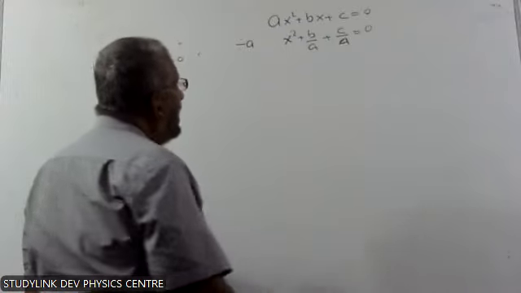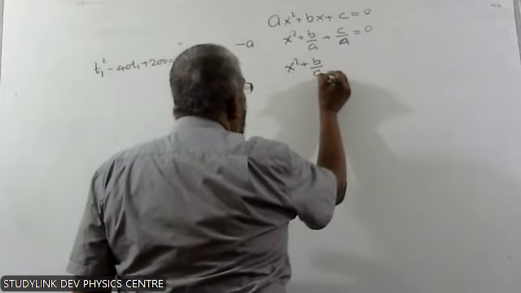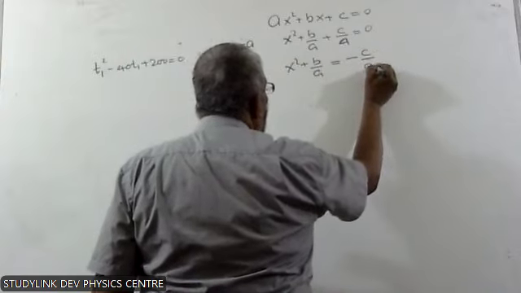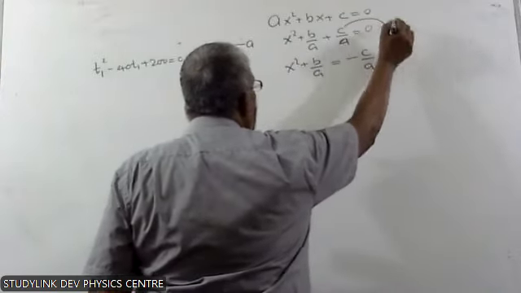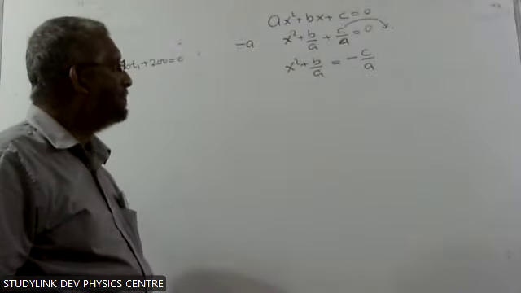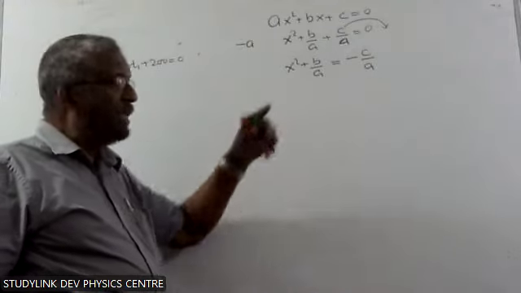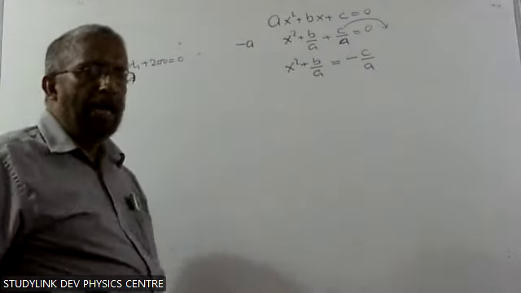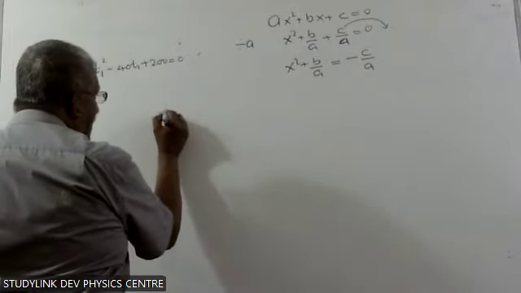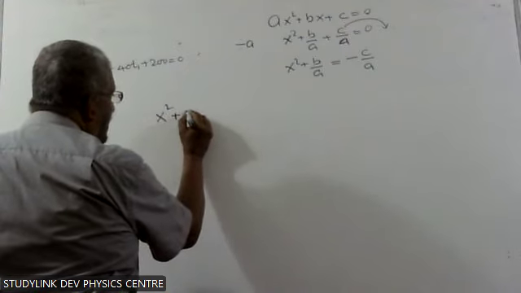Then x squared plus b by a is equal to minus c over a. I have taken that part to the other side, then it will become negative. Then here we are going to write this as a completed square. For instance, we'll say we are having x squared plus 6.